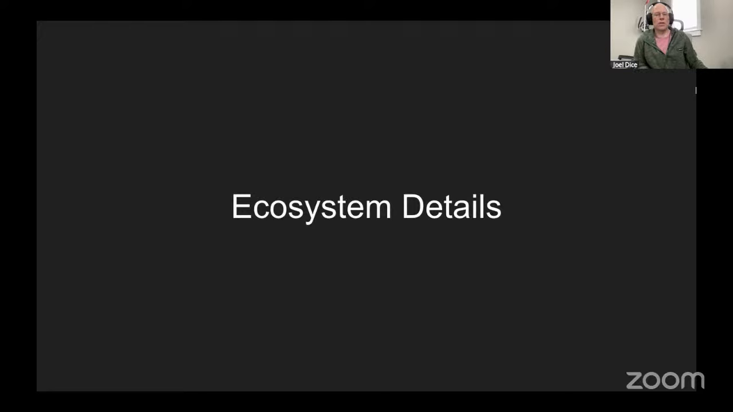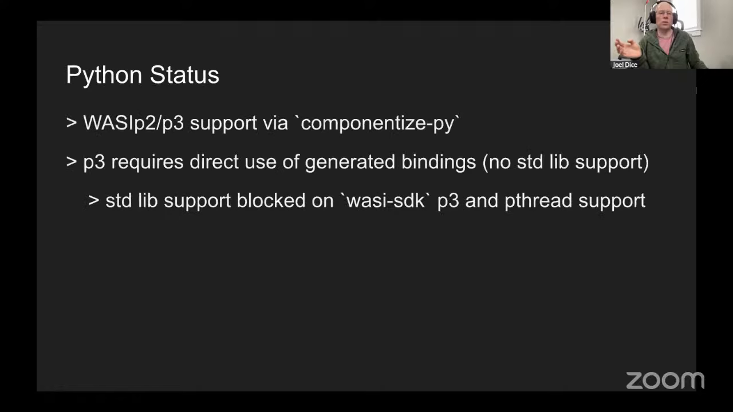Okay, so now that we've looked at some of the core Wasm and component model stuff, let's dive into a survey of the ecosystem as it stands today and some of the to-dos. On the Python side, you can get WASI P2 and P3 support via componentize-py. P2 can be accessed via the P1-to-P2 adapter, and thus standard library stuff works the way you would expect, doing sockets and so on. For P3, you currently need to use generated bindings directly. There's no standard library support, which would follow from wasi-libc and WASI SDK support for P3, which is in the pipe. We'll talk about that later.